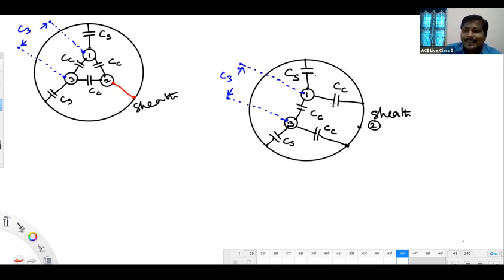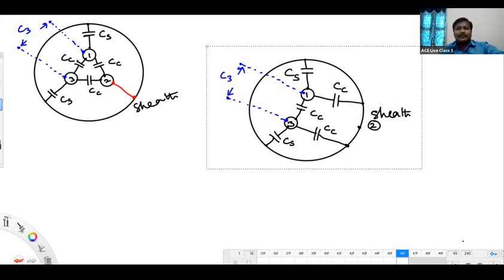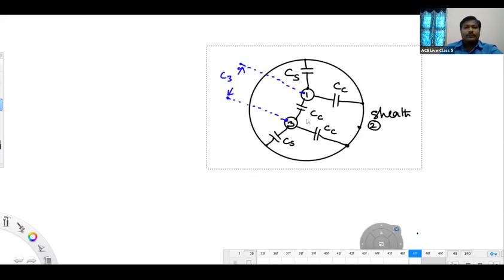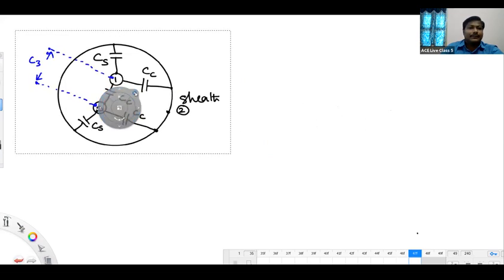So CS and CC, these two will be in parallel, na? It comes to CS plus CC. And these two also in parallel, that will again be CS plus CC. Okay, so that I will show in the next diagram. Let me copy the same diagram here. So this is that figure we have.